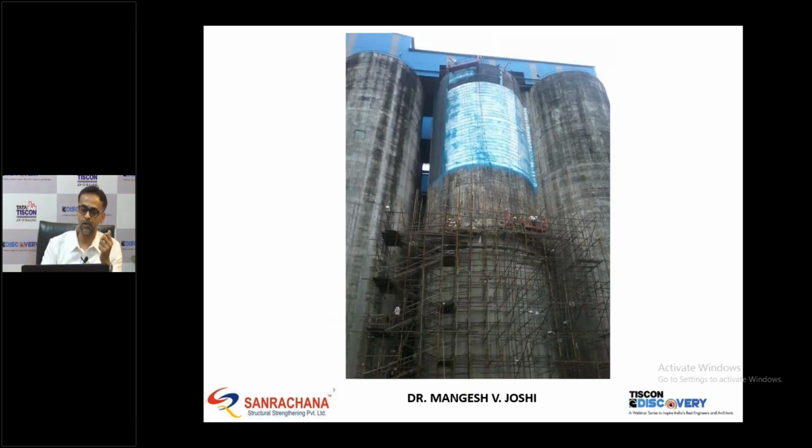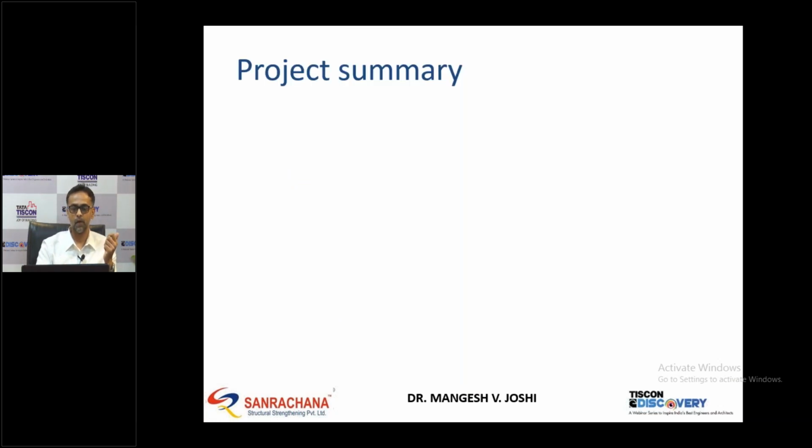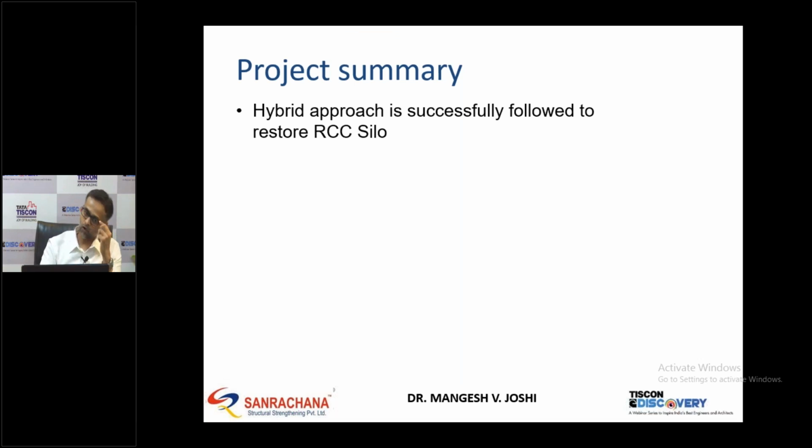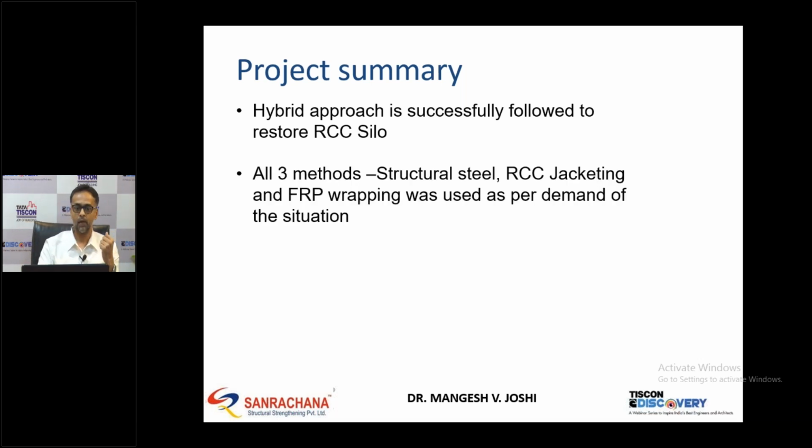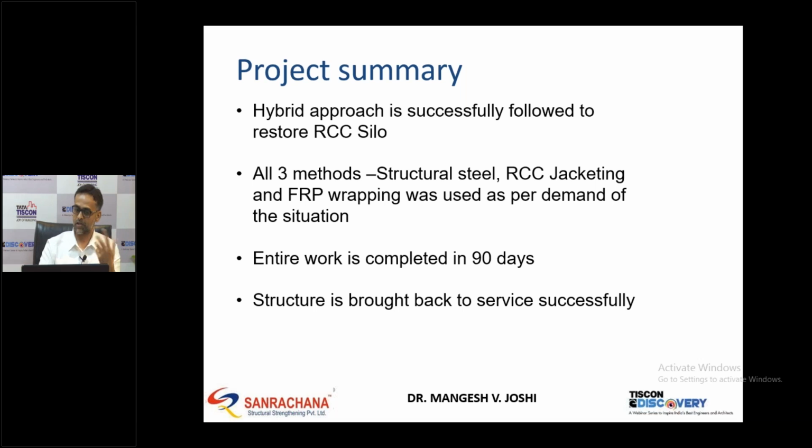So this is the picture of a finished silo. To summarize the project, we followed the hybrid approach. In this case, I said hybrid because we did all three types of strengthening. We use structural steel, we use RCC, and we use FRP. That's why I put this case study also, that we have to really choose our method of retrofitting depending on the problem in hand, or depending on the restraint which we have. So as I said, all three methods were used for retrofitting, and entire work was completed in 90 days. Structure is brought back to its service successfully.